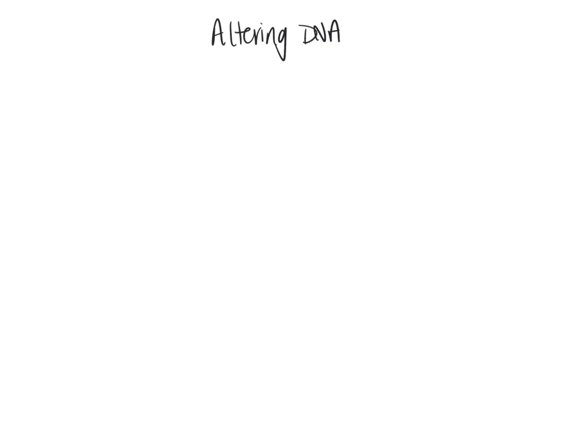Hey everyone, in this video I'm going to talk about altering DNA. Now the first part of this is going to be talking about mutations. And mutations is something that can happen in both prokaryotic and eukaryotic cells. The second part of this is going to be talking about prokaryotes and some unique features that they have for altering their DNA.